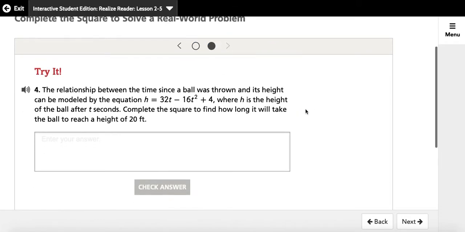The relationship between the time since a ball was thrown and its height can be modeled with the equation h equals 32t minus 16t squared plus 4, where h is the height of the ball after t seconds. Complete the square to find out how long it will take for the ball to reach a height of 20 feet. Okay, so the 20 would go in for h, and then you would solve it. They want you to use completing the square, so try to use that method. Click pause and come back when you're ready.